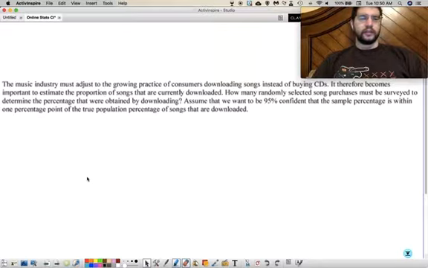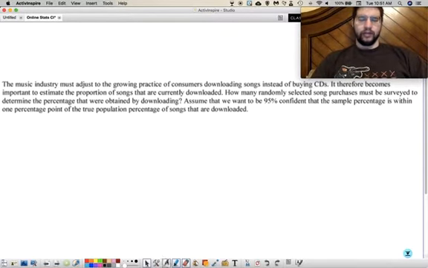Music industry must adjust to the growing practice of consumers downloading songs instead of buying CDs. Yes, book is kind of old. It therefore becomes important to estimate the proportion of songs that are currently downloaded. How many random such song purchases must be surveyed to determine the percentage that were obtained by downloading, assuming 95% confidence that the sample percentage is within 1% of the true population.